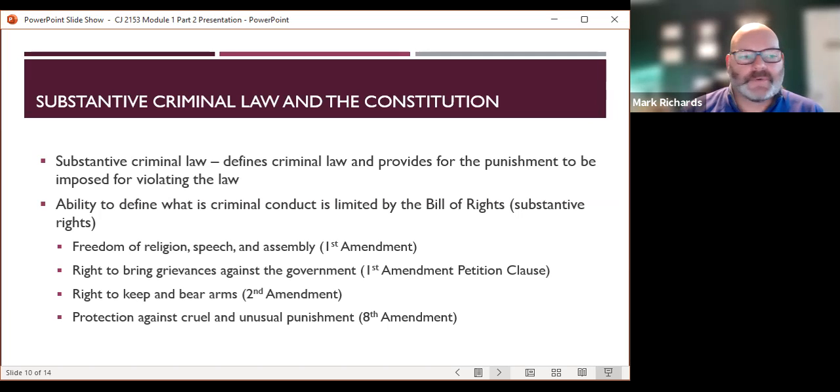Things like the freedom of religion, speech, and assembly under the First Amendment, the right to bring grievances against the court, which is what's called the First Amendment Petition Clause, the right to keep and bear arms under the Second Amendment, and the protection against cruel and unusual punishment under the Eighth Amendment are examples.